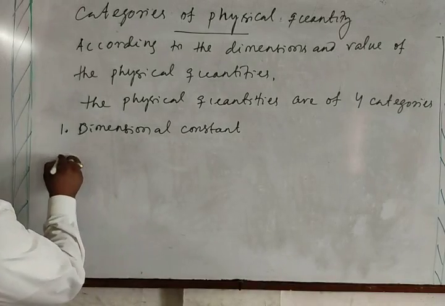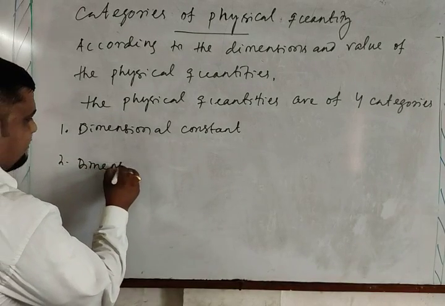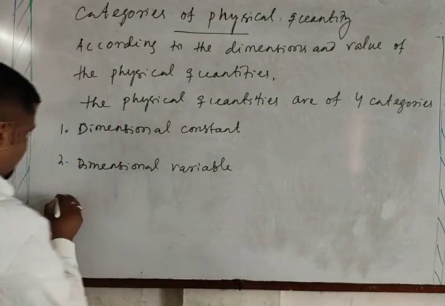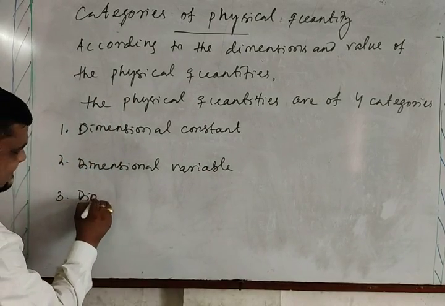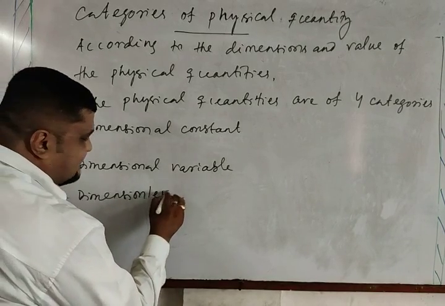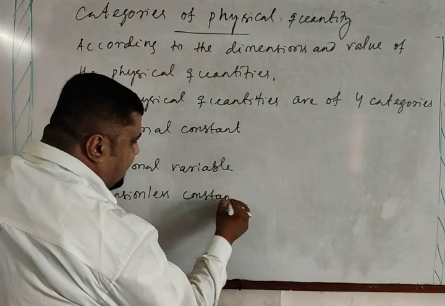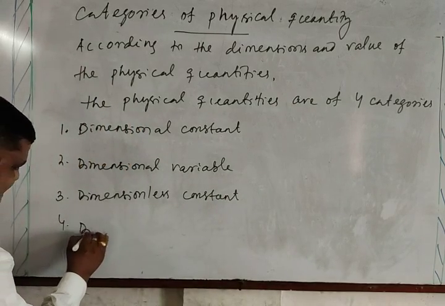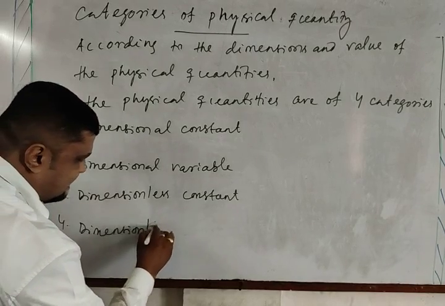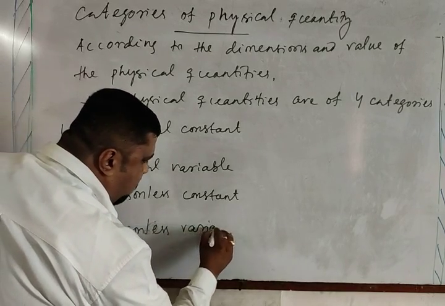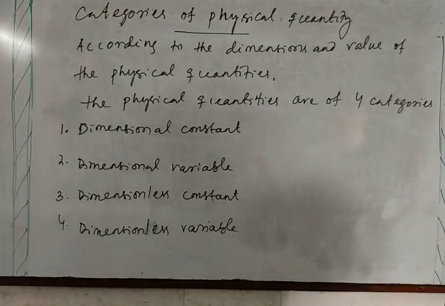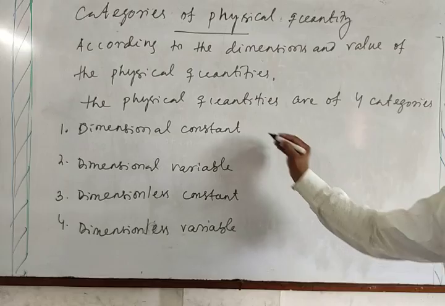Number 1 is the dimensional constant, number 2 is the dimensional variable, number 3 is the dimensionless constant, and the fourth one is the dimensionless variable. Okay. So first I will go for dimensional constant.